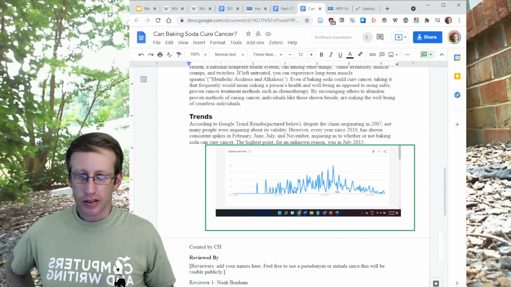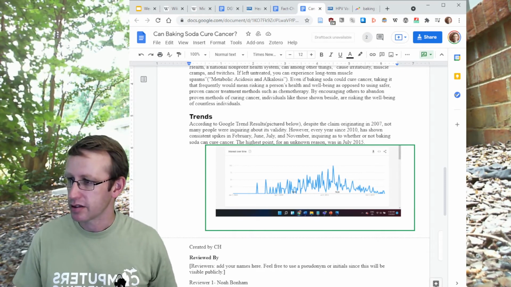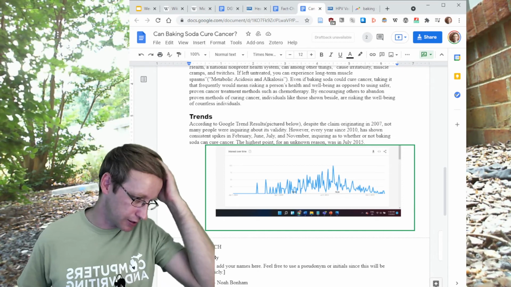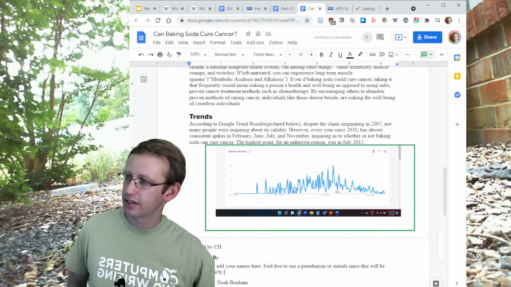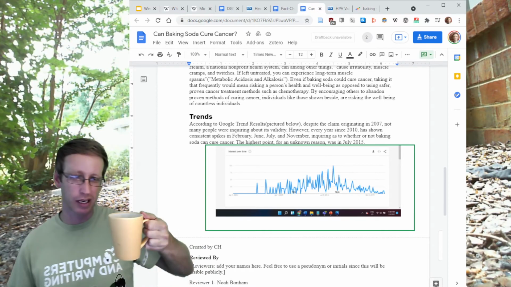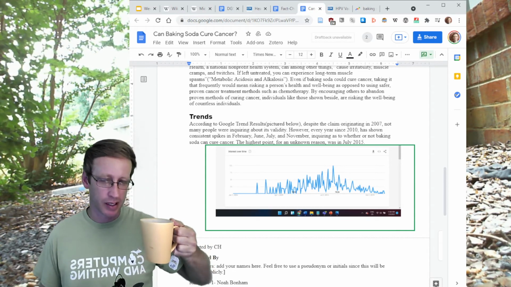Okay, so I think this one's looking really good. I think it's also relevant. It's interesting. It's relevant to my recent search results, actually, because I also have been advised by different websites that I've been coming across that I should be consuming more baking soda, which I'm not planning to.